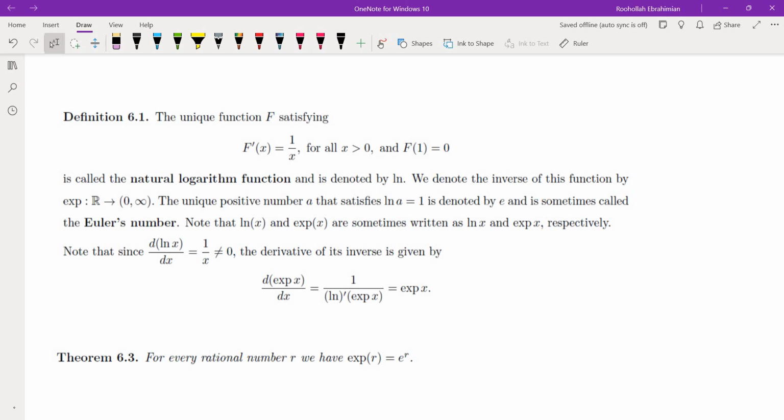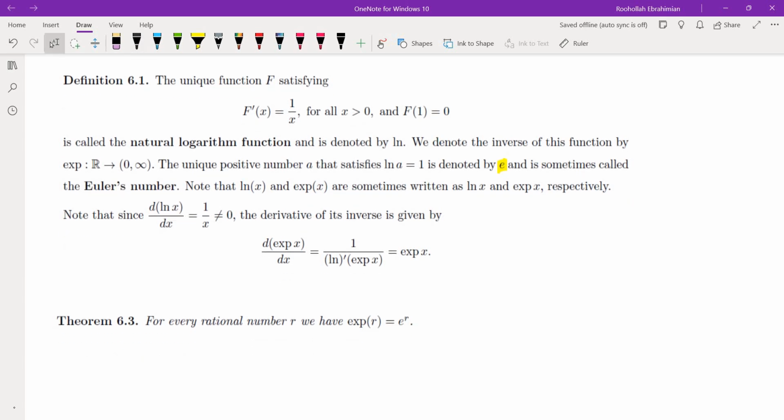The unique positive number whose ln is 1 is denoted by e. So e is the one that satisfies ln of e equals 1. And it is sometimes called Euler's number. Note that ln of x and exp of x are sometimes written without the parentheses.